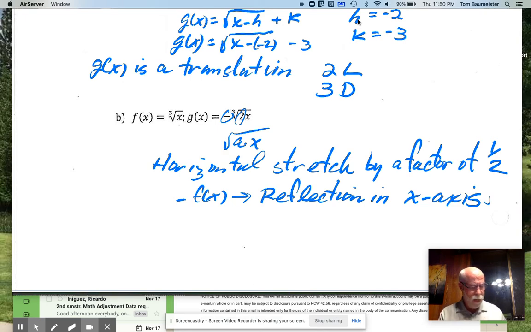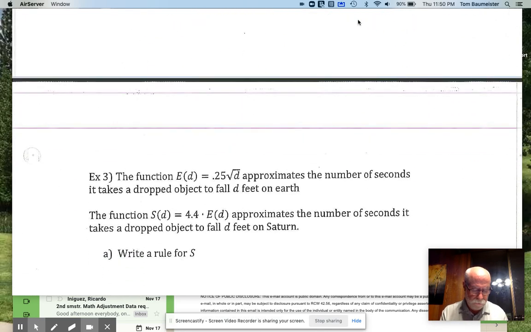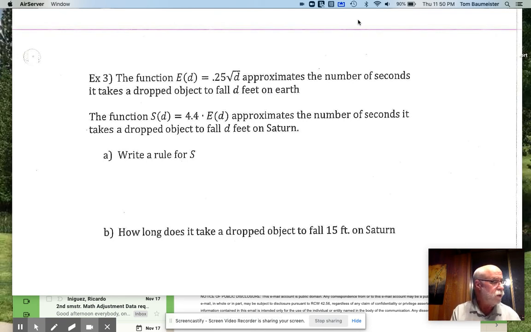All right, and last page here. Next one's a word problem. The function e of d is equal to 0.25 times the square root of d approximates the number of seconds it takes a dropped object to fall d feet on Earth. The function s of d is equal to 4.4 times e of d. Notice that's on the outside. It approximates the number of seconds it takes a dropped object to fall d feet on Saturn. So write a rule for s.